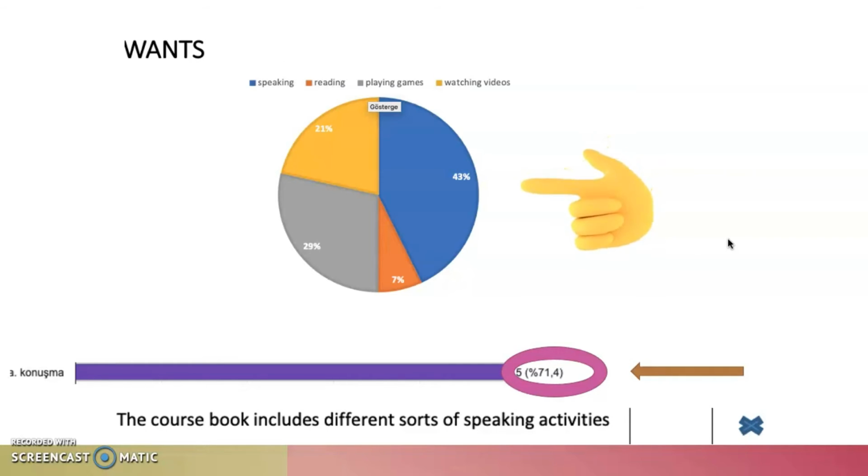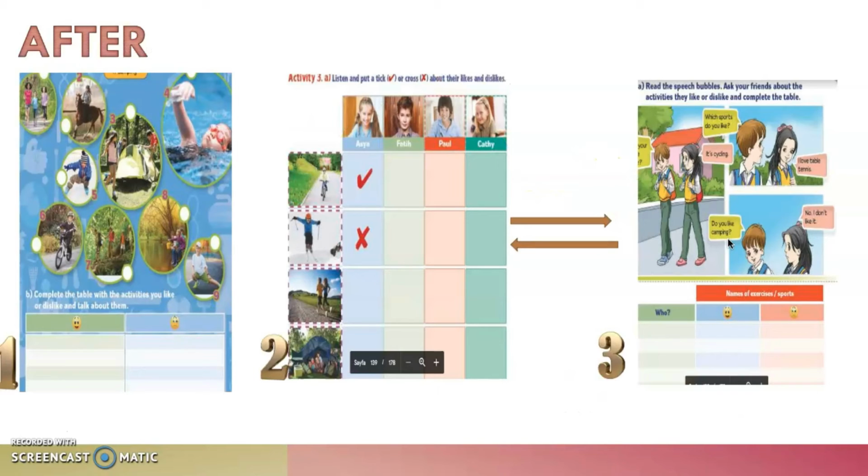So, we reordered these 3 activities since there are 3 activities which include the same topic. As you see, we combined the first 2 activities and put them in order. By doing so, they won't stand separately. After students do these activities, the third activity comes, which is what students want to do most.